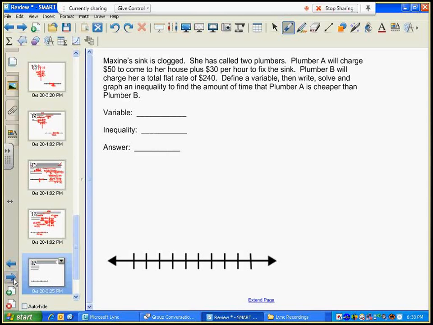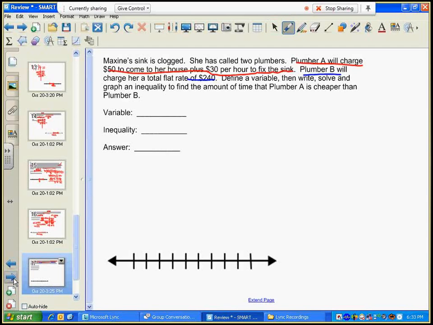Now we got plumber A, and he's going to charge $50 to come to her house, plus $30 per hour to fix the sink. And plumber B, he's just going to flat rate at $240. Let's define a variable and write, solve, and graph an inequality to find the amount of time that plumber A is cheaper than plumber B.